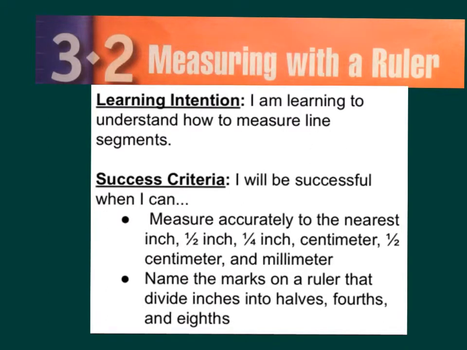Today's lesson is 3.2, Measuring with the Ruler. Learning intention: I am learning to understand how to measure line segments. The success criteria: I will be successful when I can measure accurately to the nearest inch, half inch, quarter inch, centimeter, half centimeter, and millimeter. Name the marks on a ruler that divide inches into halves, fourths, and eighths.